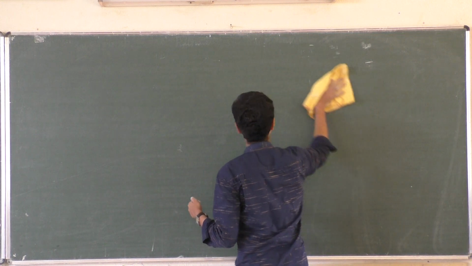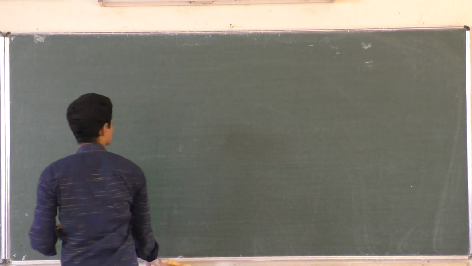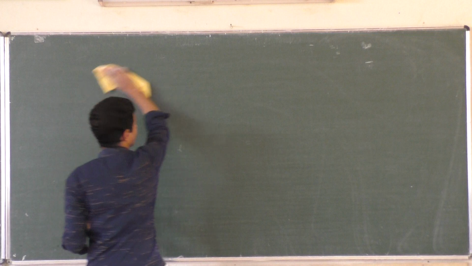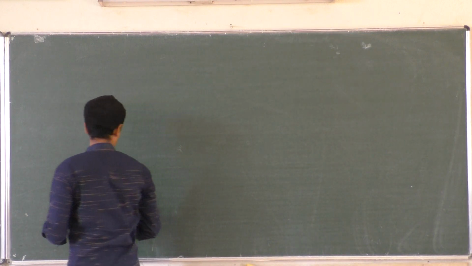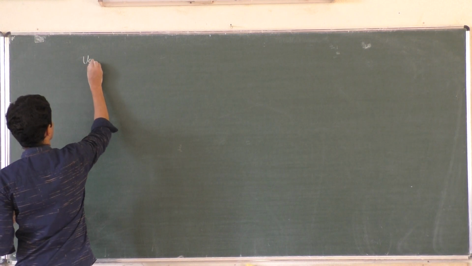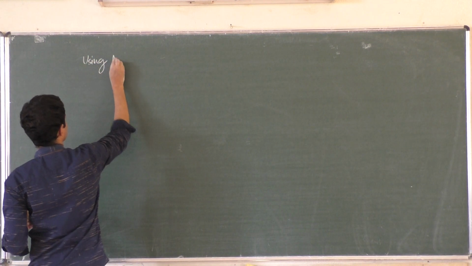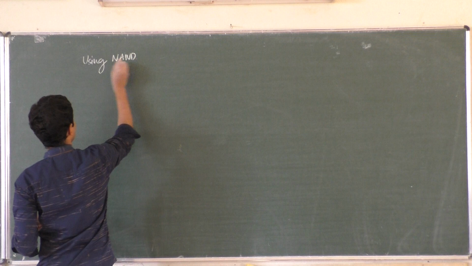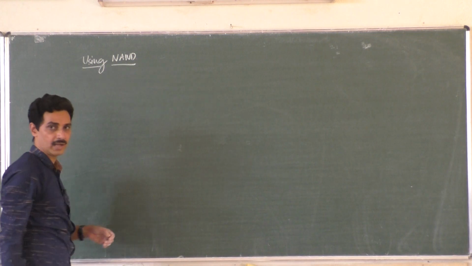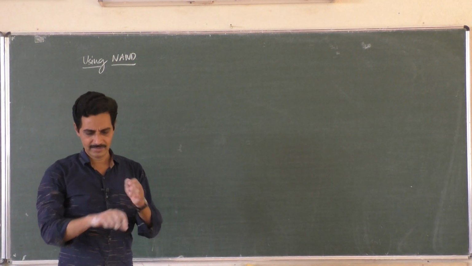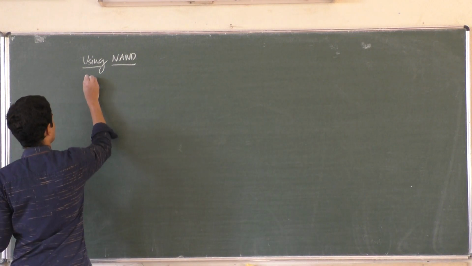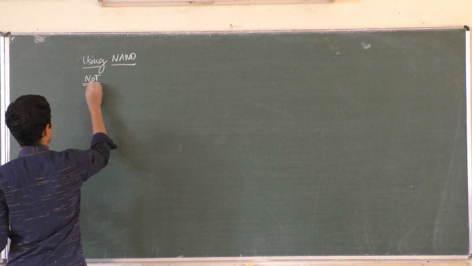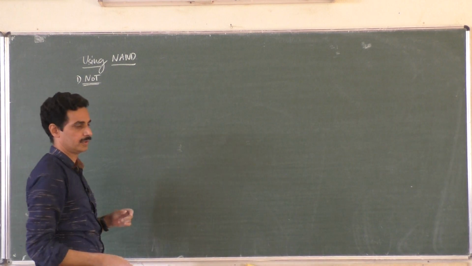Now using NAND, you have to try to get the OR gate, AND gate, for example. NOT gate first, using NAND. NAND is a universal gate, right? You can construct any gate using a NAND gate. That's what we argue. Using a NAND gate, you construct any type of gate. First the NOT gate, sorry. Using NAND, NOT. Sir, how to get a NOT gate from a NAND gate?